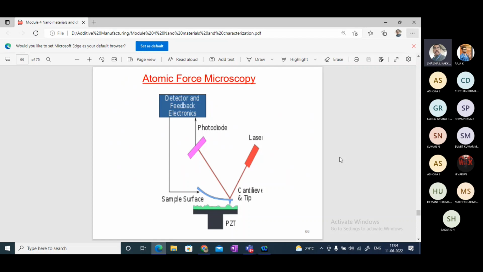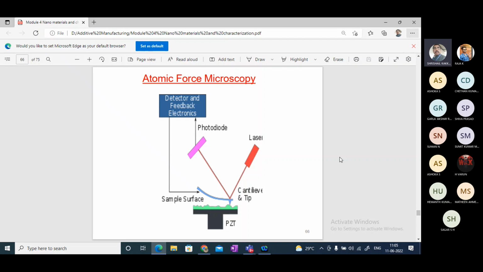The atomic force microscope has a laser which falls onto the sample surface. It also has the tip. The tip will be sensitive between 10 to 20 microns. The photo which is falling onto this sample surface, and the probe will be just moving over this defined area, and here we can find out the error also.